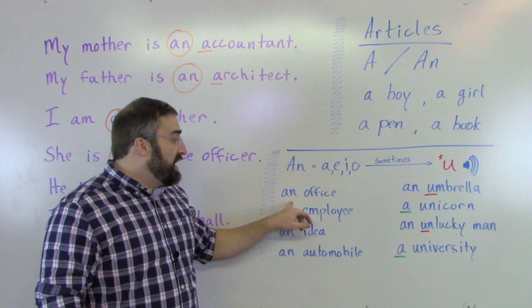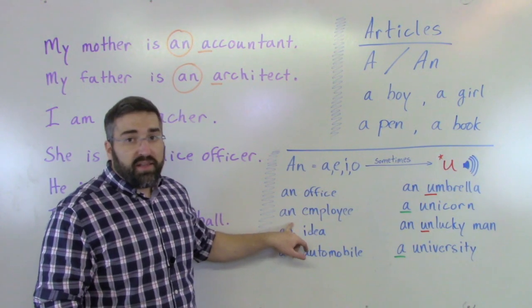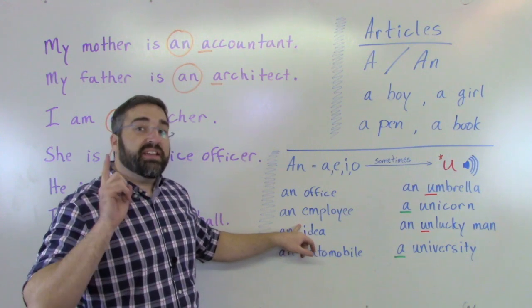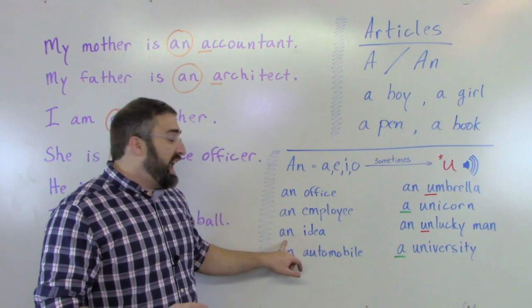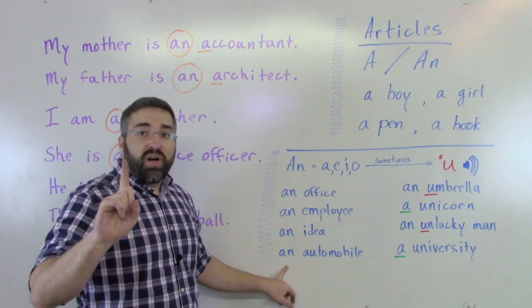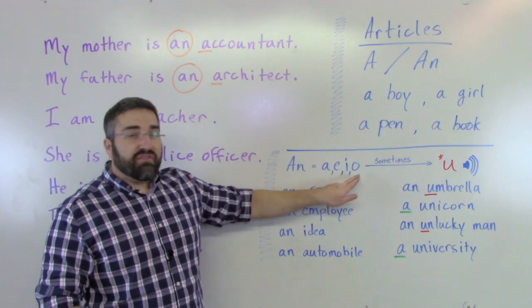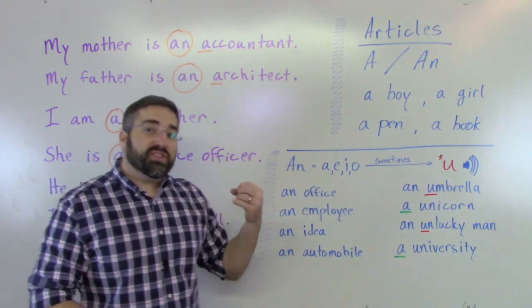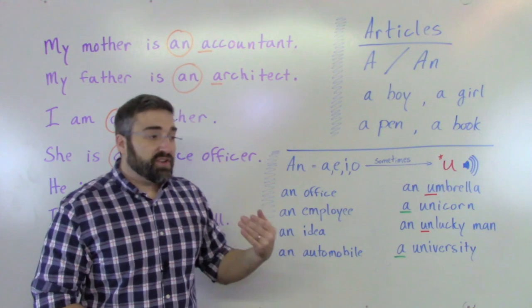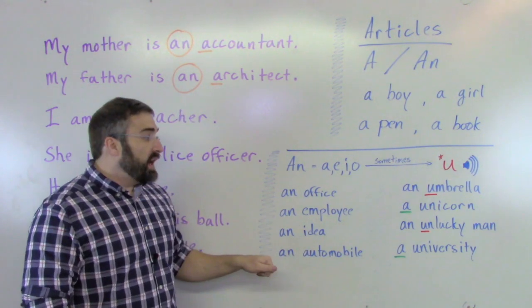So an office, so we have an office, an employee, one employee, an idea, one idea, an automobile, one automobile. So remember, we have those vowels. So if the word is a noun and it starts with a vowel, we're going to use our an there, okay?